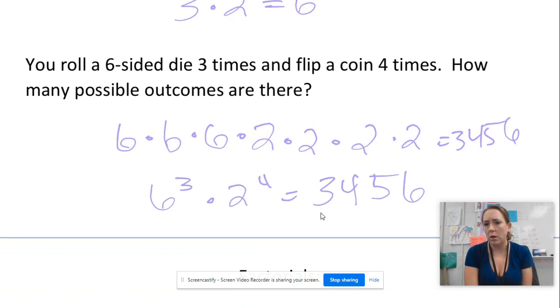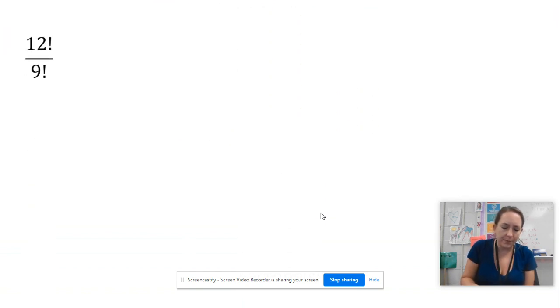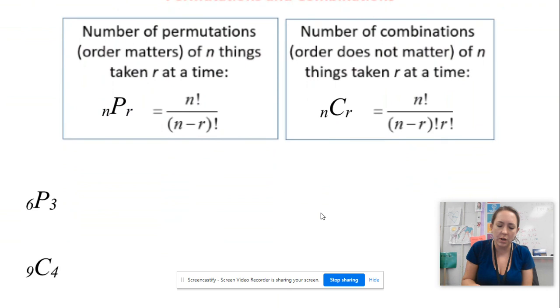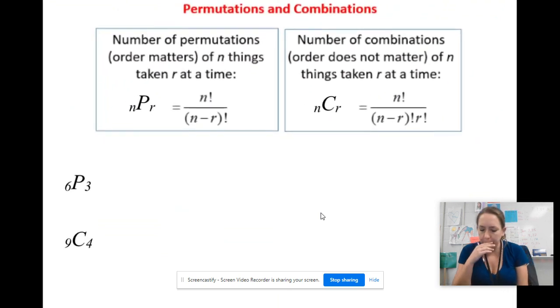So, yeah, fundamental counting principle. Awesome. All right, permutations and combinations. These are the formulas for them. Factorials are used in them. That's why simplifying factorials can be handy.